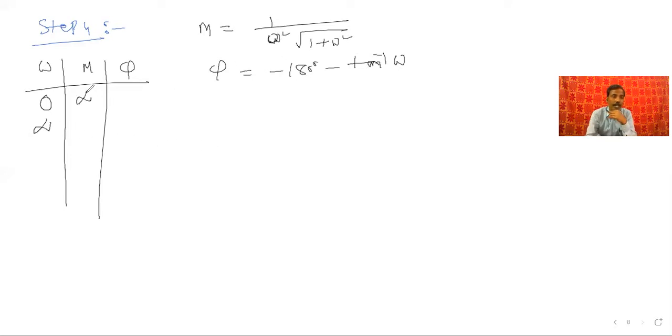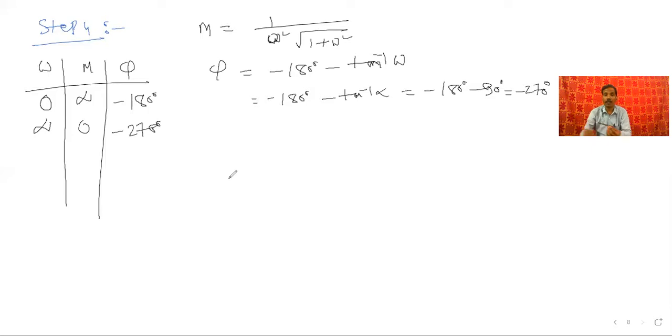If omega equals to 0, then phase angle equals to minus 180 degree. Then put infinity. This is infinity, meaning minus 90 degree. So minus 180 degree minus tan inverse infinity equals to minus 180 degree minus 90 equals to minus 270 degree.